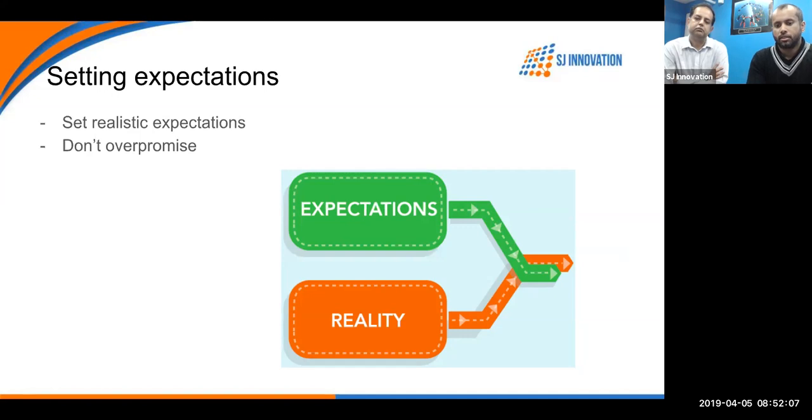So expectation and reality need to match and be aligned together, so that you work for clients successfully and the client understands what exactly he is expecting from you, or what he should be expecting from you. Okay?